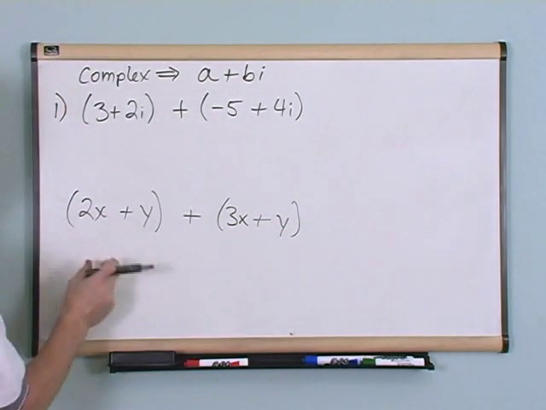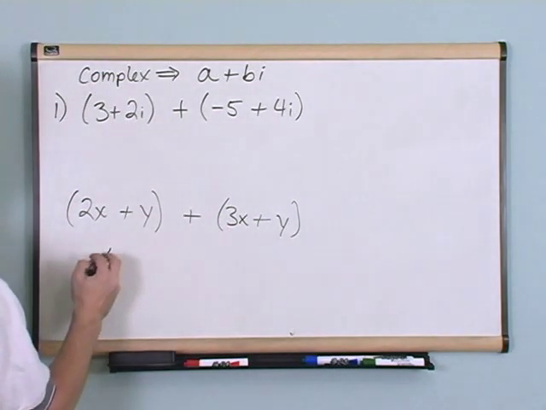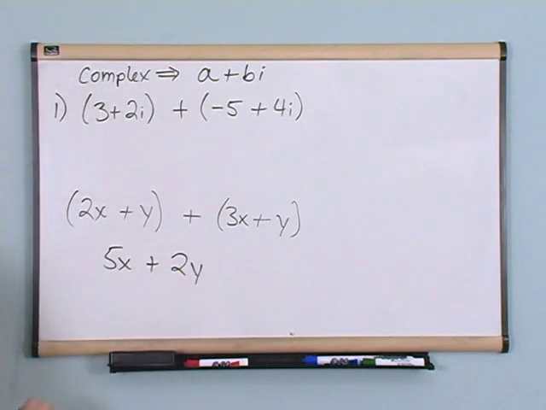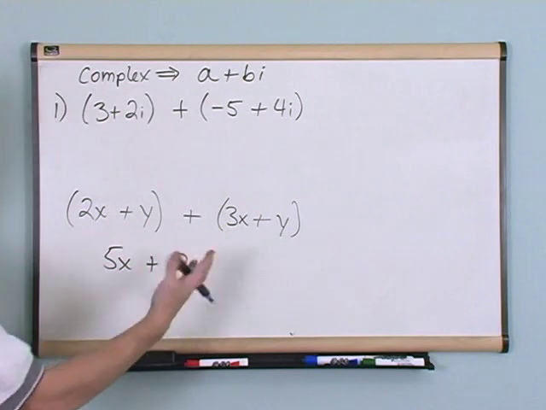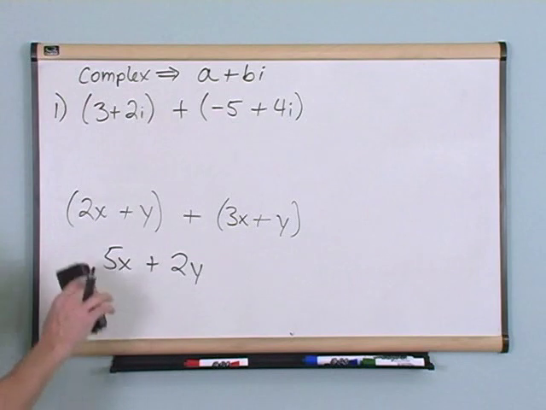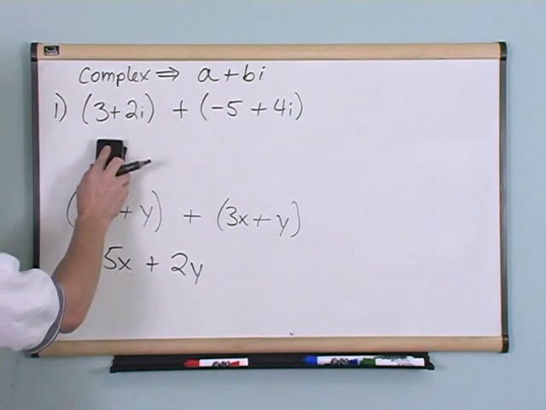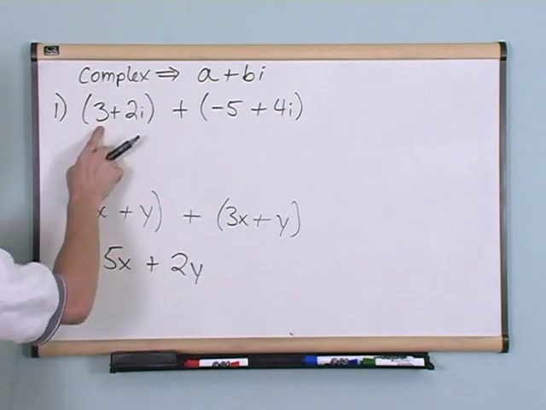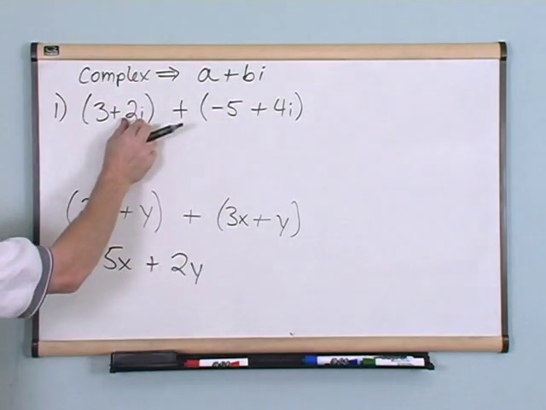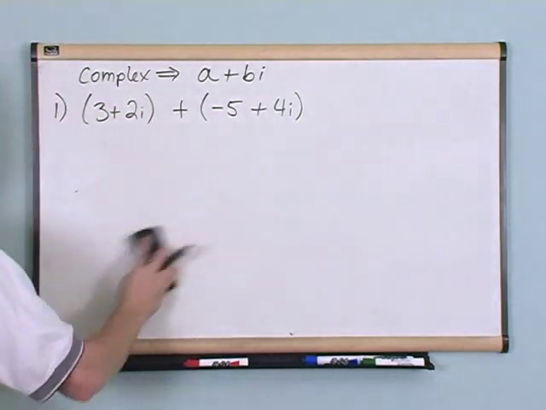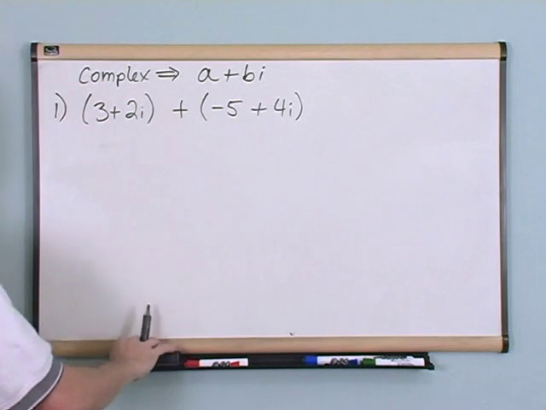You add the like terms. 2x plus 3x is 5x. y plus y is 2y. You know from your algebra that you can't do anything more with this because you've got some multiple of x, some multiple of y, and you just can't add those anymore. They're different things, okay? What I'm trying to point out to you is that complex numbers are no different than the knowledge you already have. This is a like term with this. This 2i is a like term with the 4i. So in that context, you can kind of treat the i almost like a variable, almost.